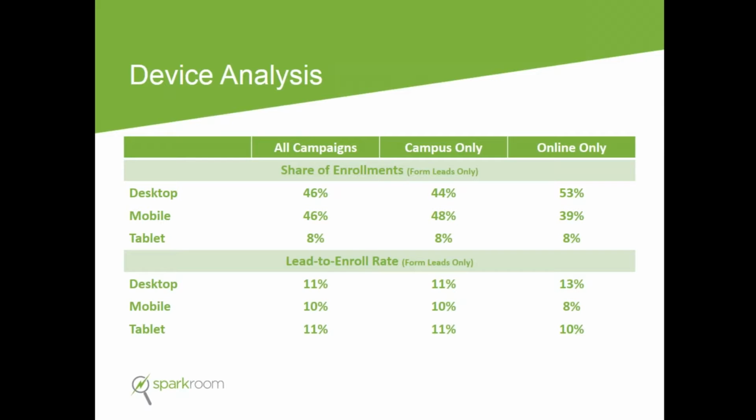Looking at just the campus-based campaigns, mobile devices generate a larger share of enrollments than desktop computers, but desktop still has a slightly higher enroll rate of 11% versus only 10% on mobile. And isolating online-based campaigns, desktop has a significantly larger share of the enrollment volume with 53%, and a much higher enrollment rate of 13% versus only 8% on mobile.